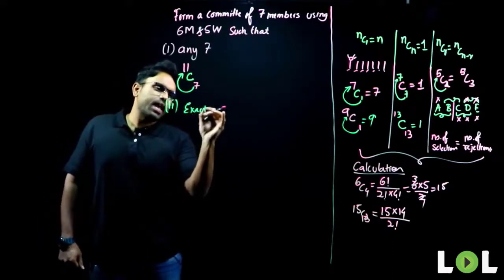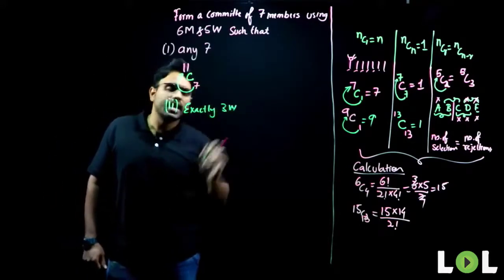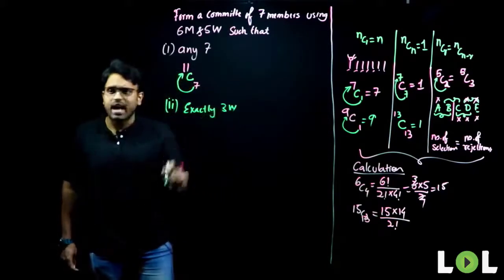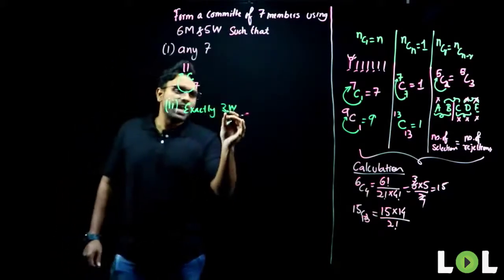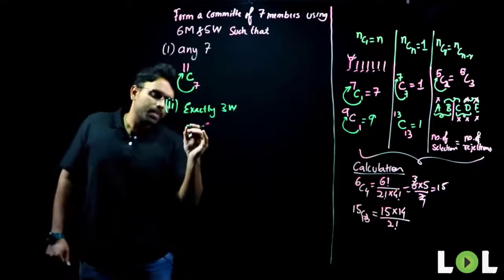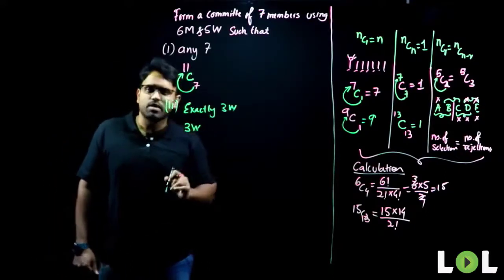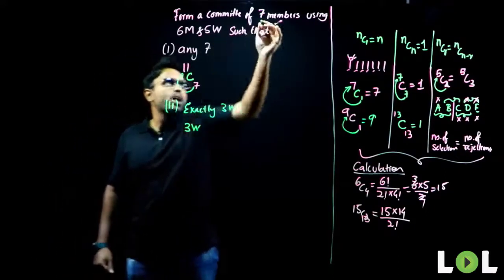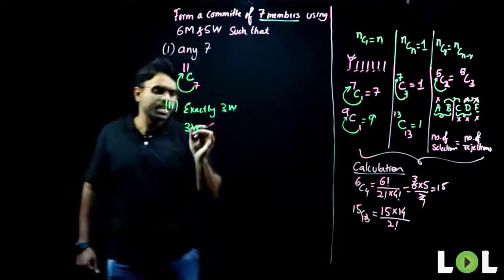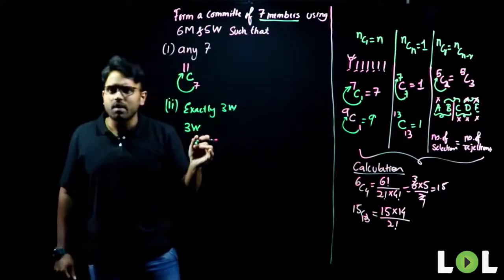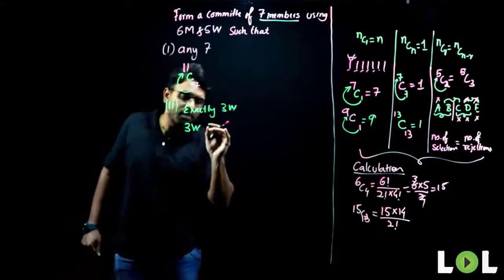Exactly 3 women. Now, we'll deal with the language part first here. Exactly 3 women meaning what? There must be 3 women. Precisely there must be 3 women. But I have to form a committee of how many members? 7 members. If there are 3 women, how many men will be there? There will be 4 men.